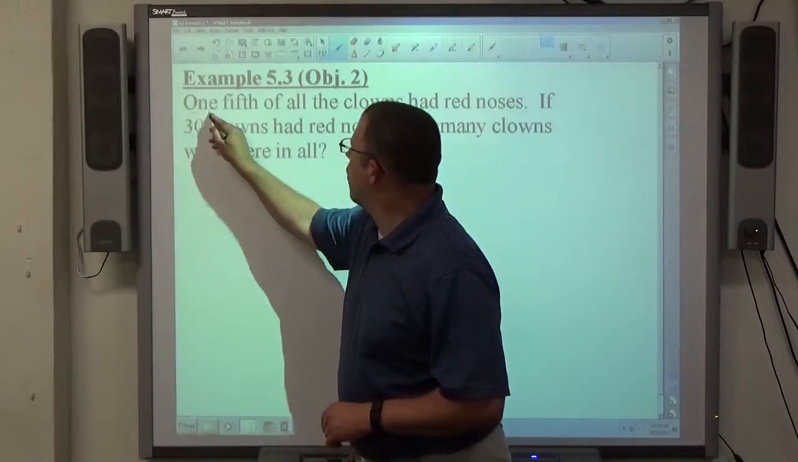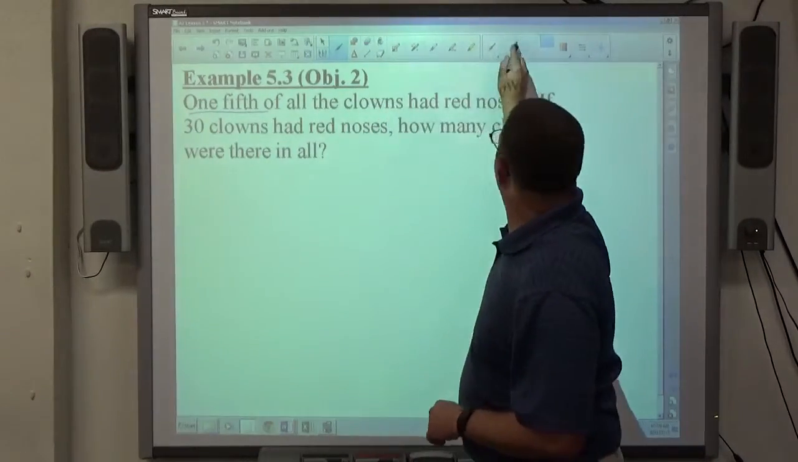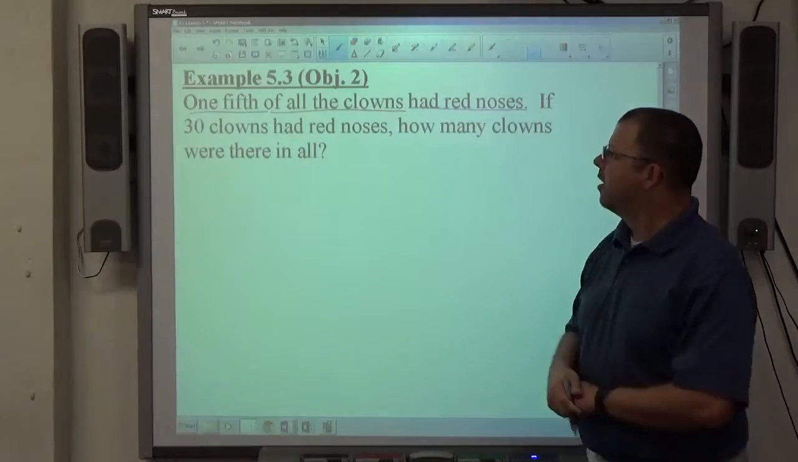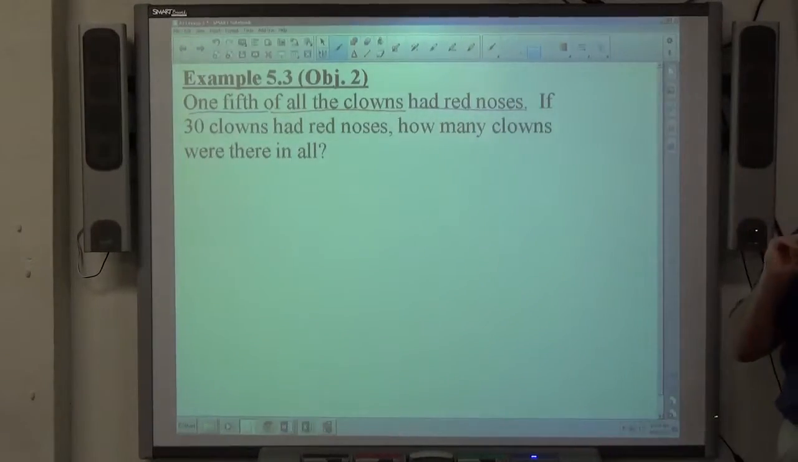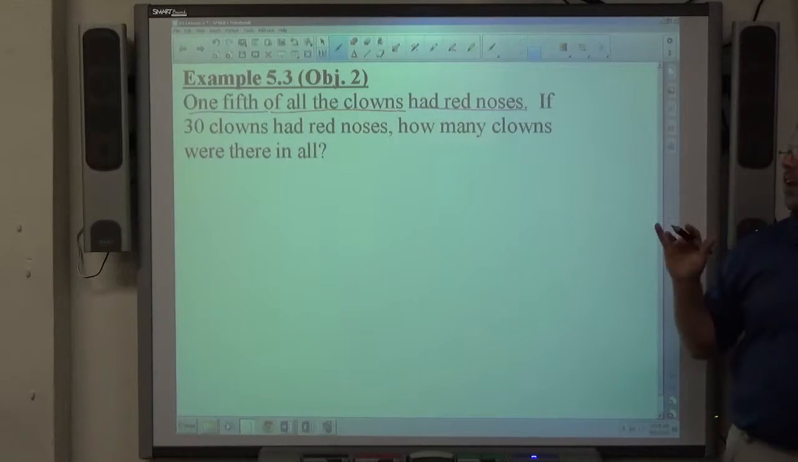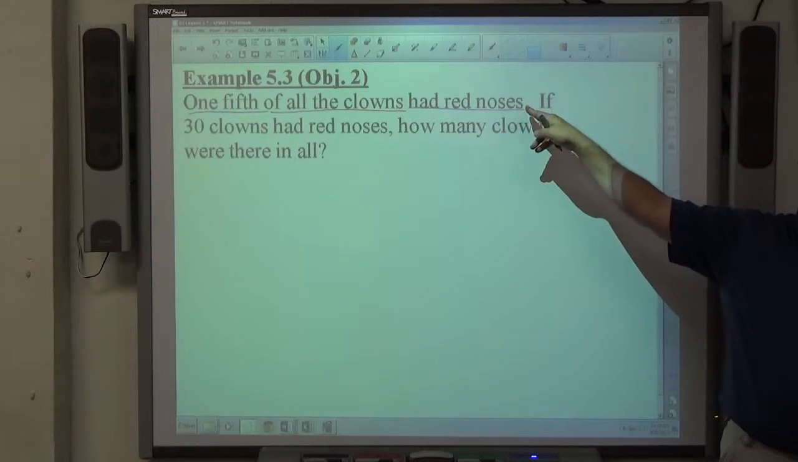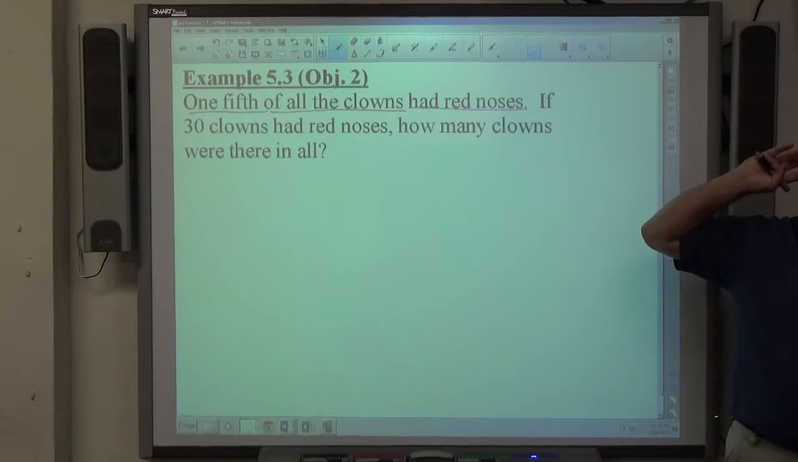All right, 1/5 of all the clowns had red noses. Now, before we read the next sentence, pretend we haven't read it. In that sentence, do they give us any idea of how many clowns there are? No. Do they give us any idea of how many clowns have red noses? No, because we haven't read past the period. So we don't know either thing, right?